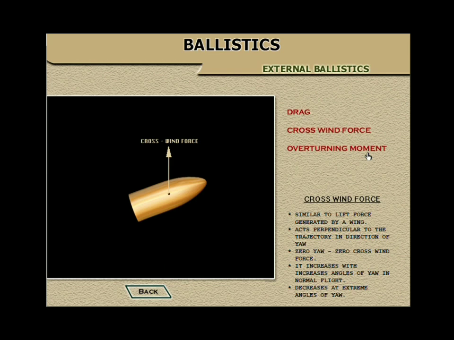Crosswind force. It is similar to the lift force generated by a wing. This force acts perpendicular to the trajectory and in the direction of yaw. It is of zero magnitude at zero yaw and increases with increasing yaw within the limited angles of yaw occurring during normal flight. At extreme angles of yaw, the crosswind force decreases.